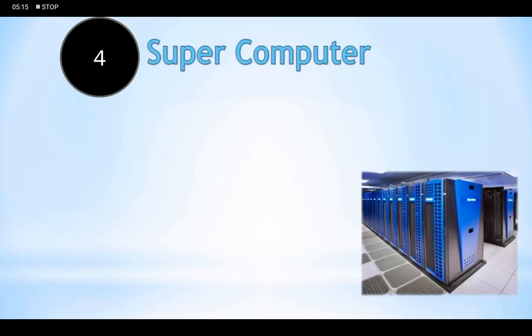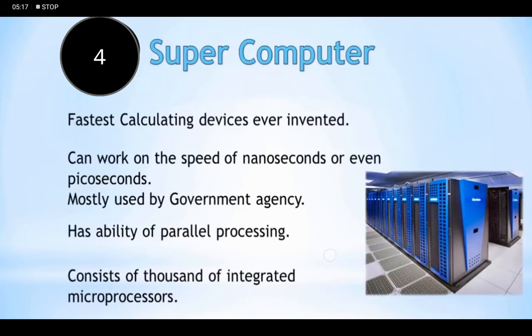So next and last is supercomputer, which is the most powerful computer ever made. As you can see in the image of a supercomputer, it is the fastest calculating device ever invented. As I said, this is the fastest computer ever made. It can work at the speed of nanoseconds or even picoseconds.